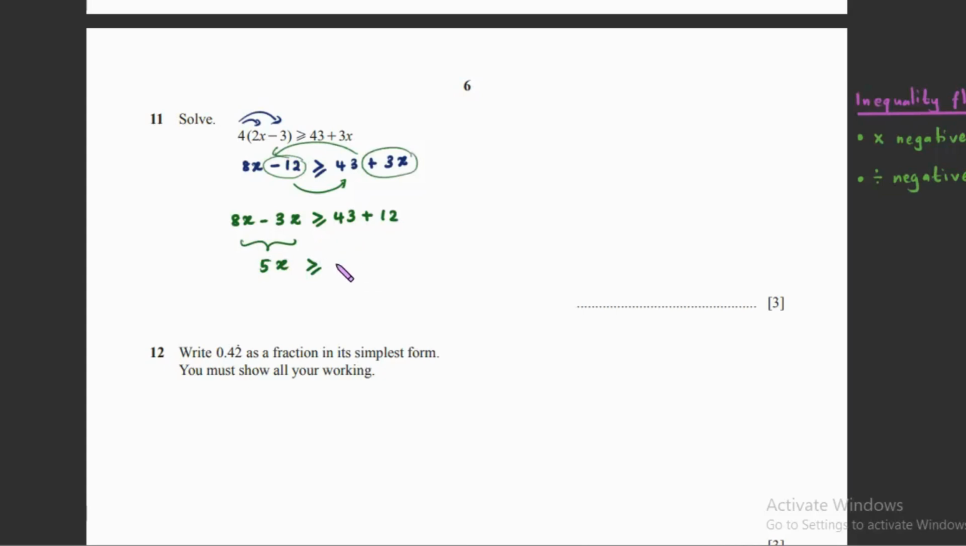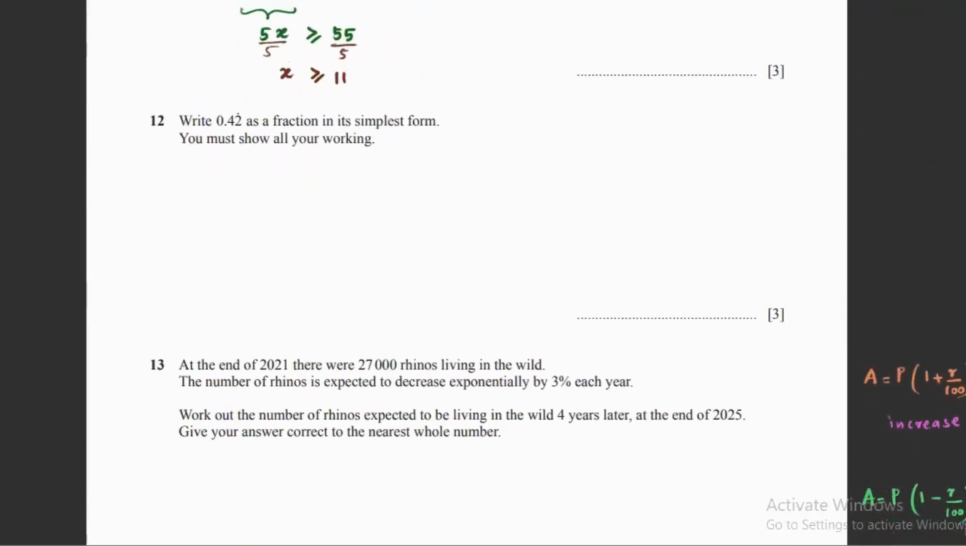12 makes 55. So now for me to find what x is, I need to divide both the sides by 5. This gives me x is greater than or equal to, when I divide both the sides by 5, this is equal to 11. As I'm dividing by a positive number, the inequality sign will not flip. So this is going to be the answer. Let's move on to question 12.